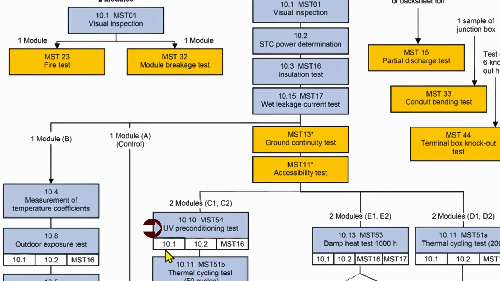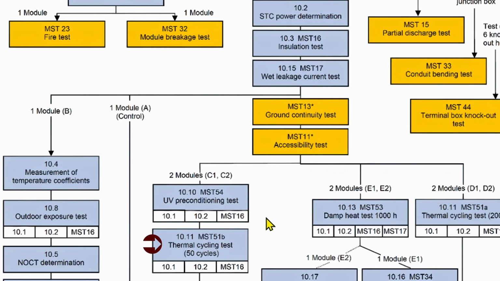This is tested afterwards, again with the STC test and the visual inspection, and also the insulation in case some of the materials get brittle, and you check the insulation again. Then you do a thermal cycling test. So you put it in a climate chamber for 50 cycles. The temperature is between minus 40 and plus 85 degrees. And you cycle it 50 times and see whether something happened to the modules and test the performance again after that.